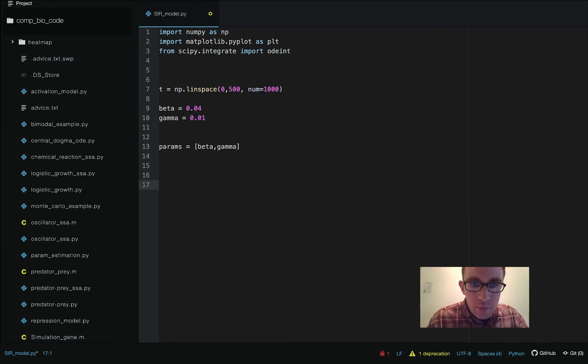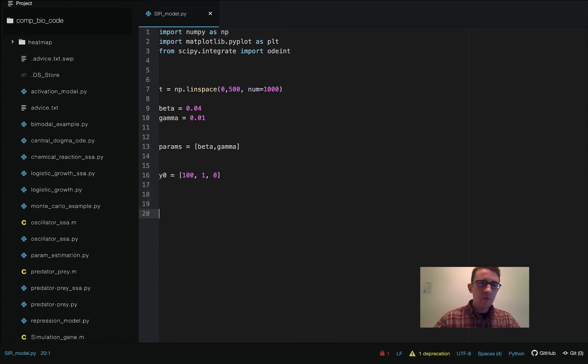Okay, so we got our params ready to go in our params array. And then the next thing to do is to define our initial condition. The convention for this is called y0. We're going to start with 100 susceptible people, 1 infected person, and then 0 removed people. I encourage you guys to try out different initial conditions, try some different numbers here. But for now, I'm just going to keep it simple. Go with 100 susceptible and 1 infected person, and then 0 removed people.